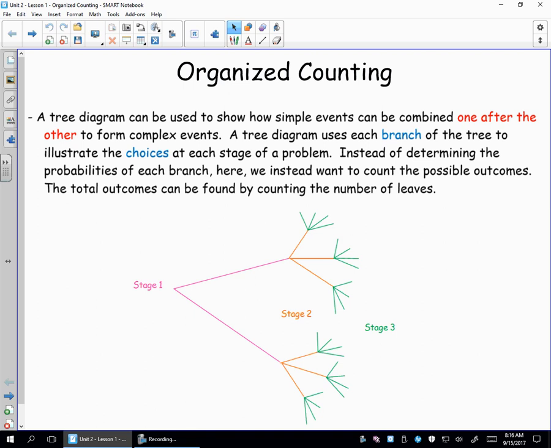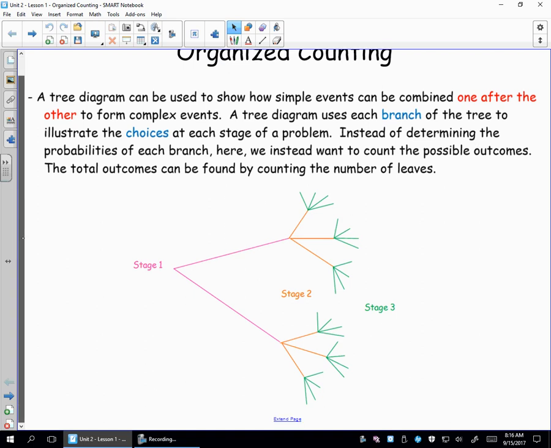And we're going to use our old idea of a tree diagram. But again, rather than putting probabilities on it, we're just going to make branches that list the different kinds of outcomes. Each branch signifies a stage of the problem. So stage 1 here has 2 branches. There are 2 different choices. Stage 2 has 3 different choices. And stage 3 has 4 different choices.